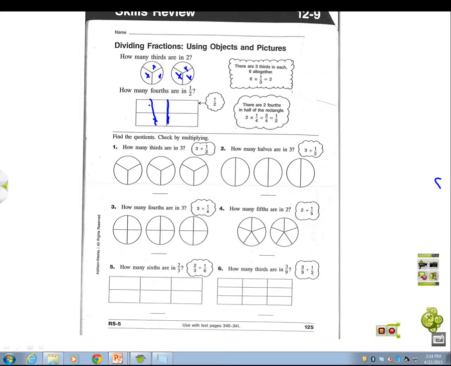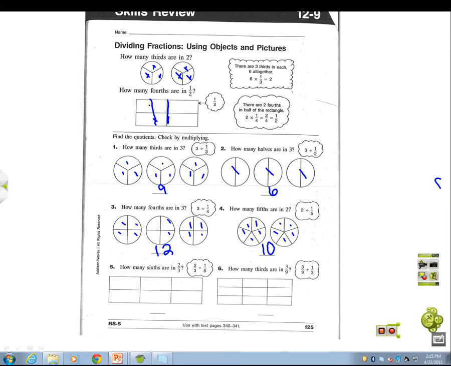How many thirds are there in 3? It's the same way as saying 3 divided by 1/3. 1, 2, 3, 4, 5, 6, 7, 8, 9. Okay, how about this one? 2, 4, 6. Okay. 1, 2, 3, 4, 5, 6, 7, 8, 9, 10, 11, 12. And then this one, 1, 2, 3, 4, 5, 6, 7, 8, 9, 10.